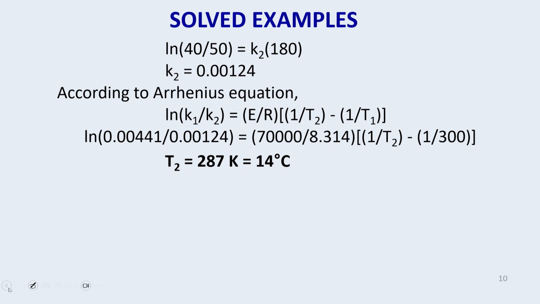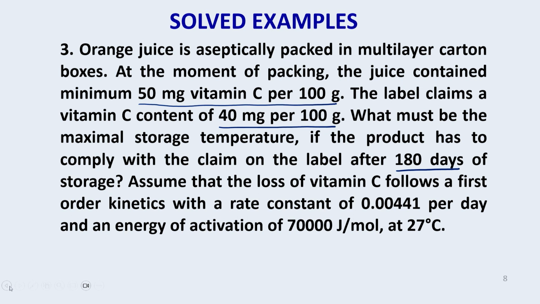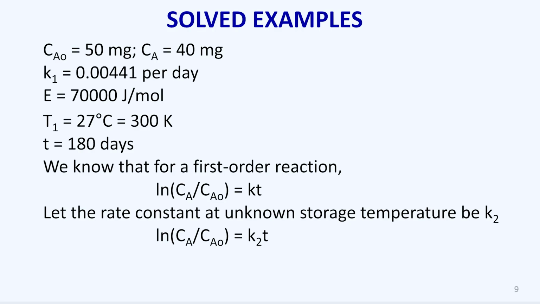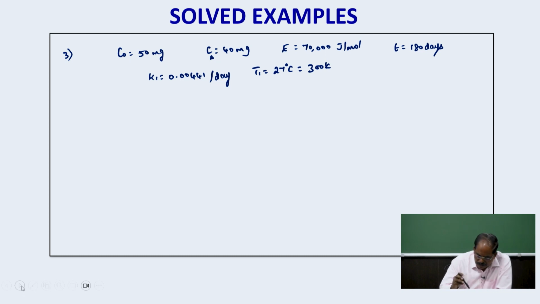Since the time period is given and it is clearly stated that we assume the loss of vitamin C follows first order kinetics, first we will be using the first order kinetic model equation, that is ln of Ca by Ca naught is equal to Kt. So this will be Ca naught, this is Ca, this is Ca naught.